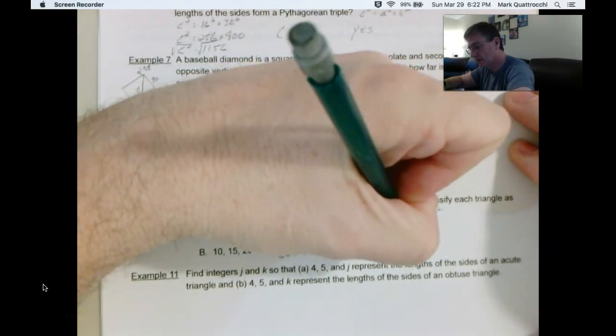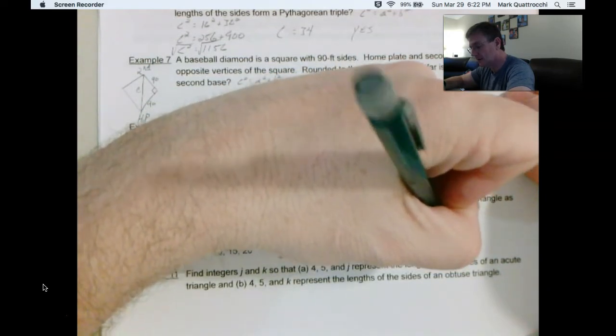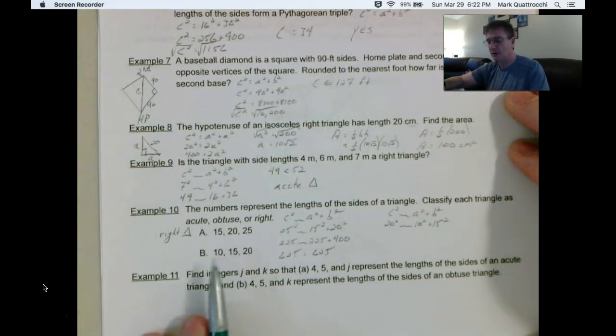20 squared blank 10 squared plus 15 squared. I should pause and say on part A, if you recognize each of these reduced by 5, you get 3, 4, 5. That's a Pythagorean triple. Then we knew it had to be a right triangle. These each reduced by 5: 2, 3, 4 is not a Pythagorean triple. 2, 3, 4 does not work in the Pythagorean theorem.